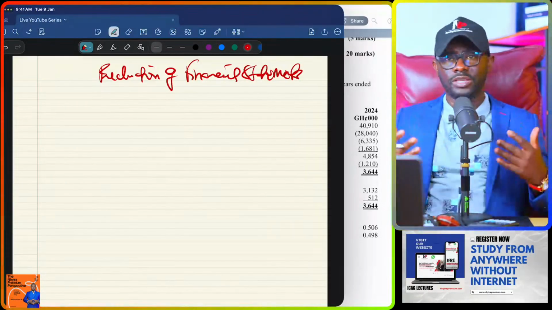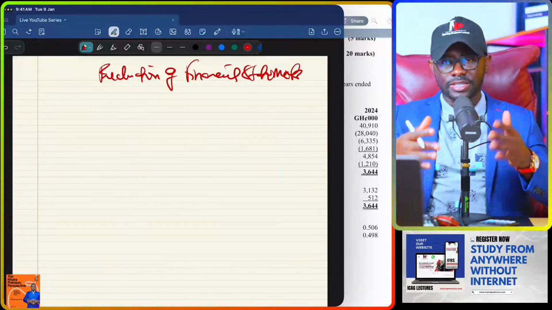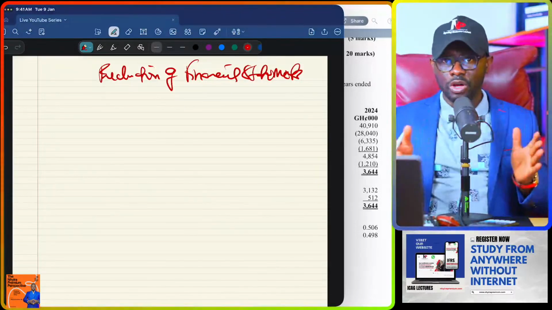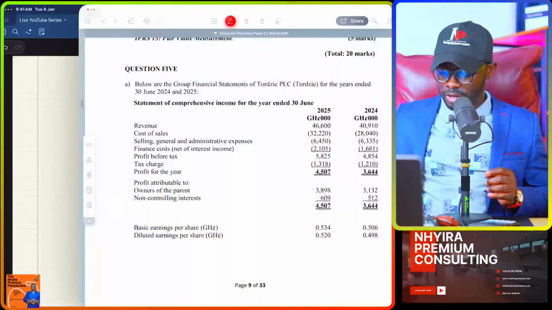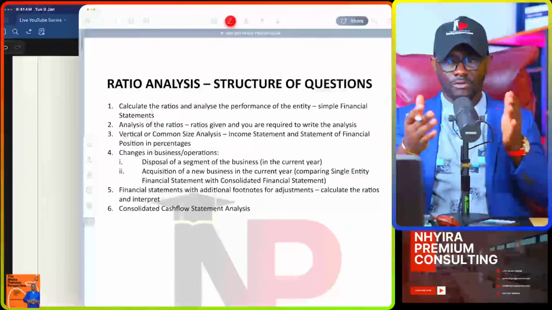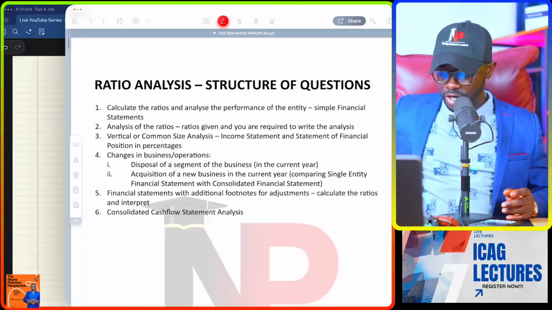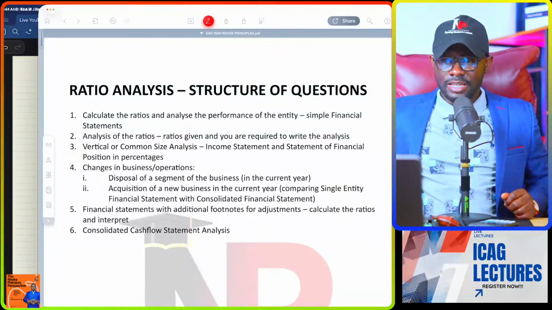As I say always, it is important you have an understanding of what to expect in the exam hall. Position yourself very well so that when you go to the exam hall, you will not be surprised. There are 6 styling of questions that the examiner can bring when it comes to evaluation of financial statements. Now, those of you studying under my mentorship, you have access to the ratio analysis principle document already, but I'm going to just discuss the styling of questions.